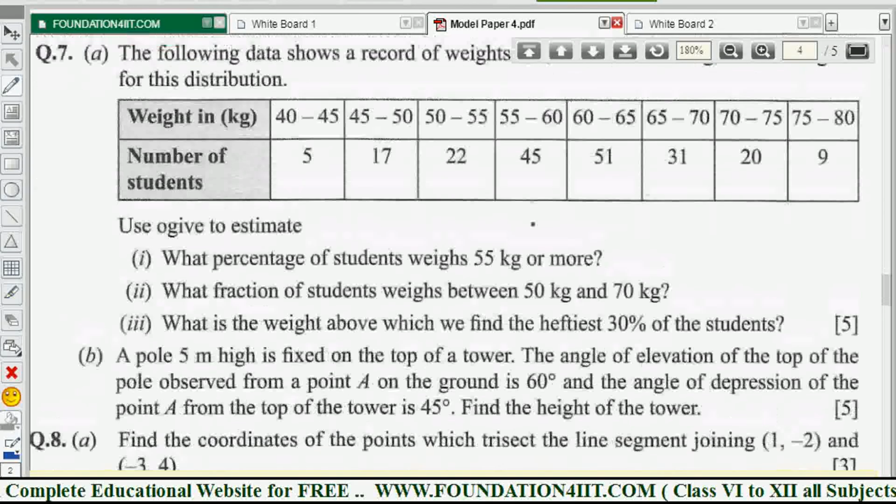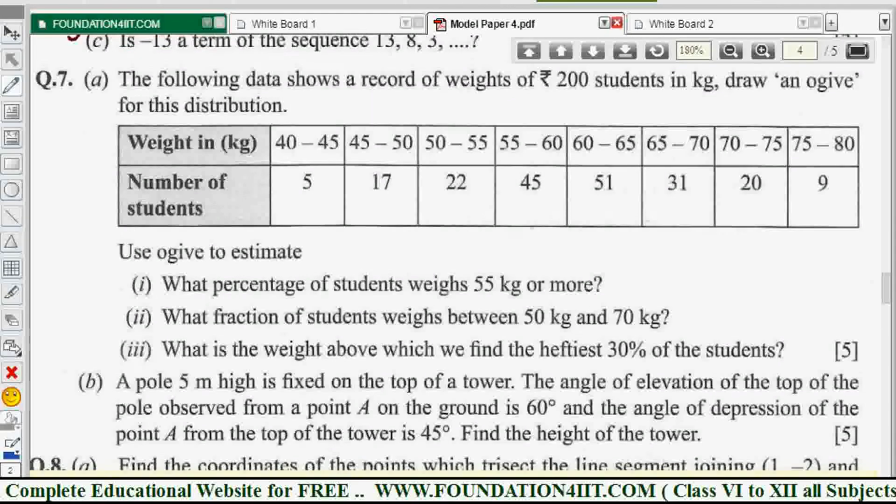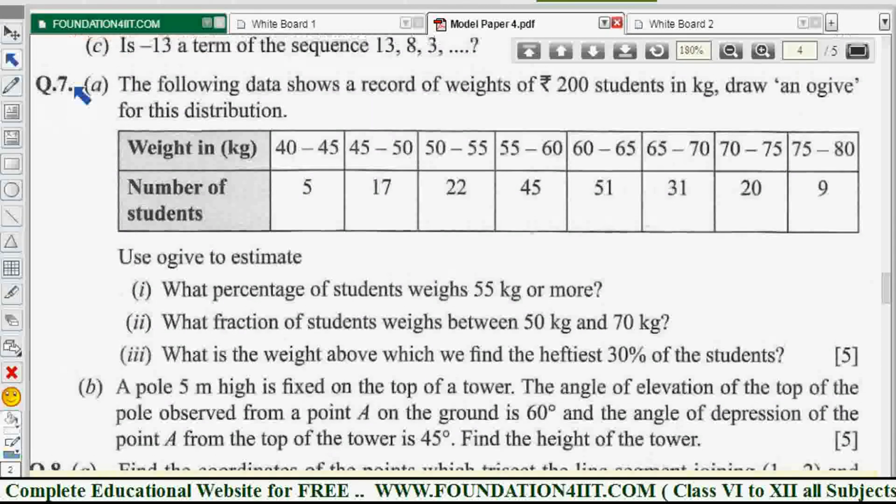Now let us see question number 7. Solve these problems. In question number 7, the first one we should do using graph paper, using the ogive curve. The following data shows a record of weights of 200 students in kgs. Draw an ogive for this distribution. Let us take these two columns, prepare the cumulative frequency table and find out the points.